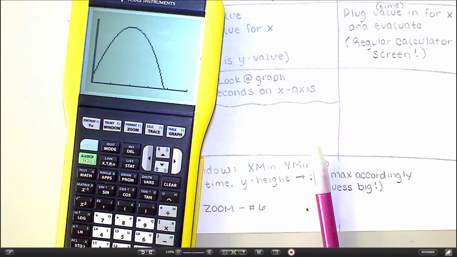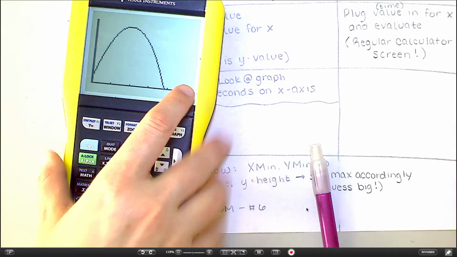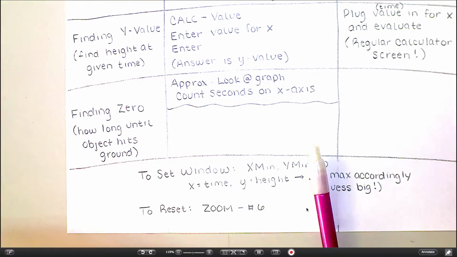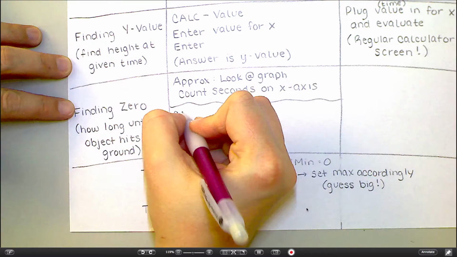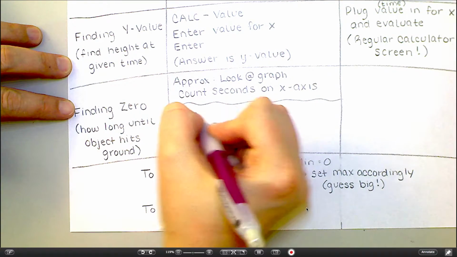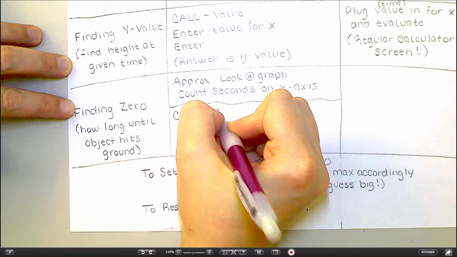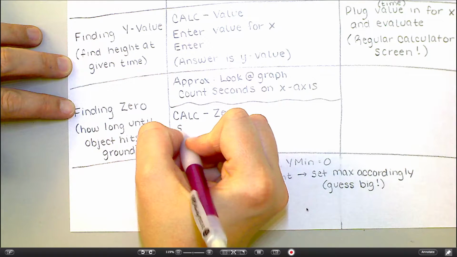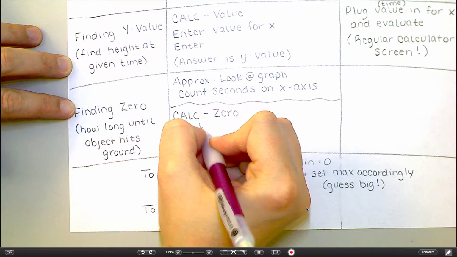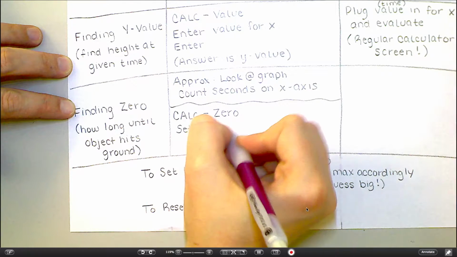Okay? If you wanted to find the value for real, if you wanted to know what the exact answer was, here's what you would do. You would go to Calc and choose 0. And then just like before, you're setting the left bound and right bound, but your left bound and right bound are different this time.